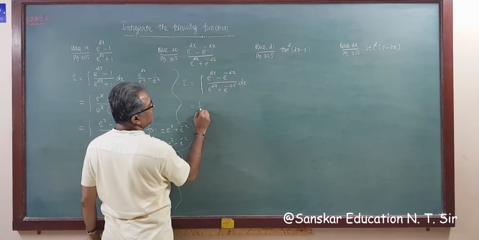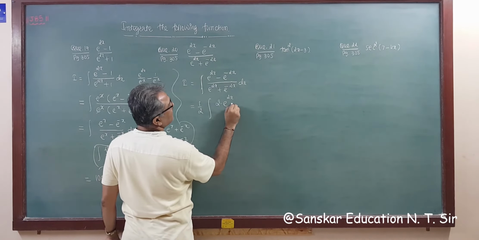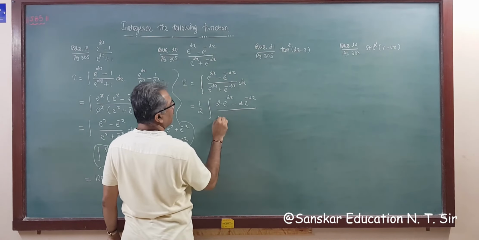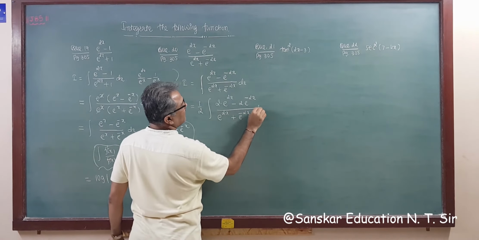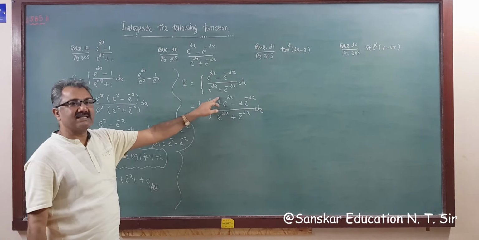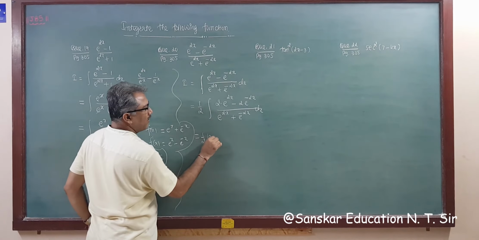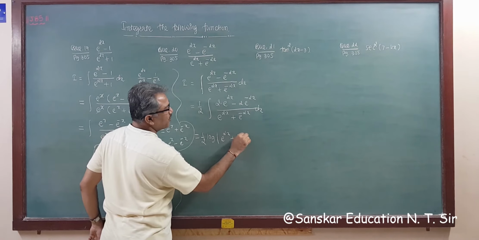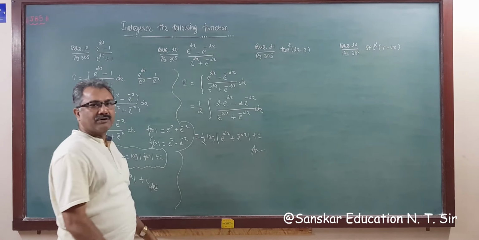So that means this is 1 upon 2 integration of 2 times e raised to twice x minus 2 times e raised to minus twice x, whole upon e raised to twice x plus e raised to minus twice x, dx. Similarly, like this is f(x), this is f dash x now. So the answer will be 1 upon 2 log of the denominator, that is e raised to twice x plus e raised to minus twice x, plus c. This is your answer. Got it?